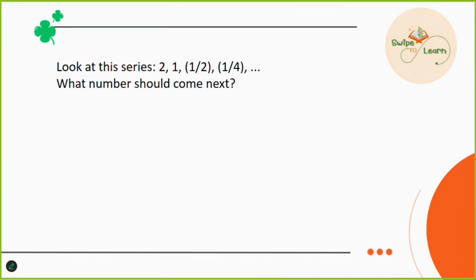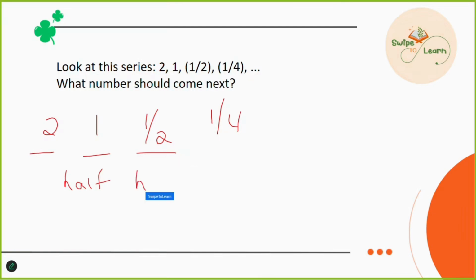Look at the series 2, 1, 1 by 2, 1 by 4. What number should come next? When we observe the pattern carefully, you see that the numbers are getting smaller. Initially it is 2, then 1, then 1 by 2, then 1 by 4. So what might be the logic here? Yes, the numbers are becoming half. Each number is half of the previous one.